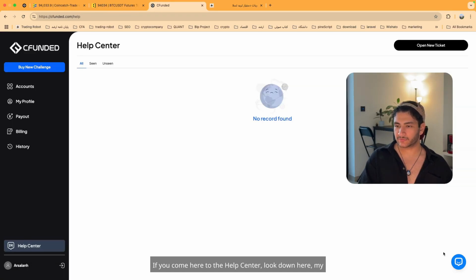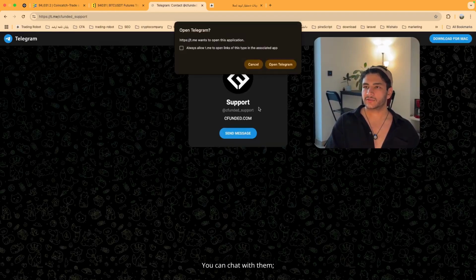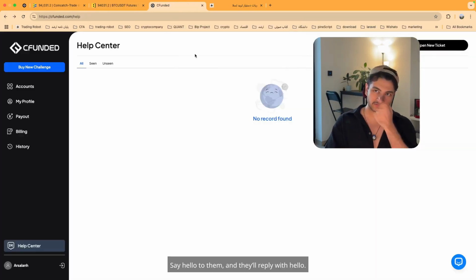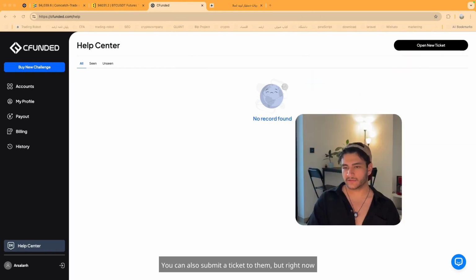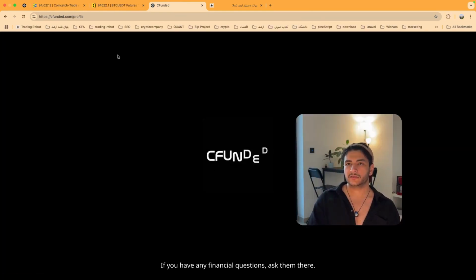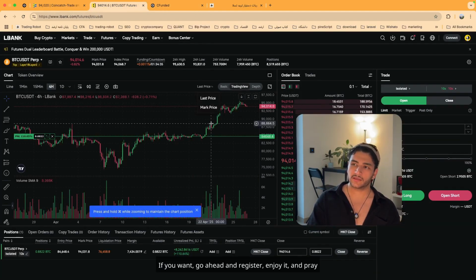If you come here to the help center, look down here, my dear. Do you see this blue part? Move your mouse over it to make it bigger. Look here. If you click on this, you can chat with them. It takes you to their Persian Telegram. Say hello to them and they'll reply with hello. If you write in English, they'll respond in English too. You can also submit a ticket to them, but right now Telegram is easier. If you have any financial questions, ask them there. I'll put the link for you. If you want, go ahead and register, enjoy it, and pray for us too.